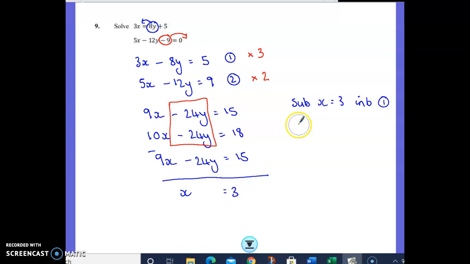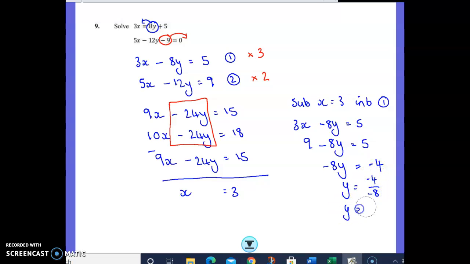No way of avoiding negatives this time. So equation 1 is 3x minus 8y equals 5. X is 3. 3 lots of 3 are 9. So 9 minus 8y is 5. Take my 9 to the other side. That minus stays with that 8y just now. It's not doing anything. 5 take away 9 is minus 4. So y is minus 4 over minus 8. Negatives cancel. Negative divided by negative is a positive. 4 over 8 is the same as a half. So my solution is x equals 3, y equals a half.